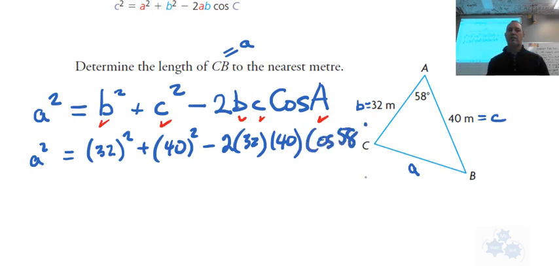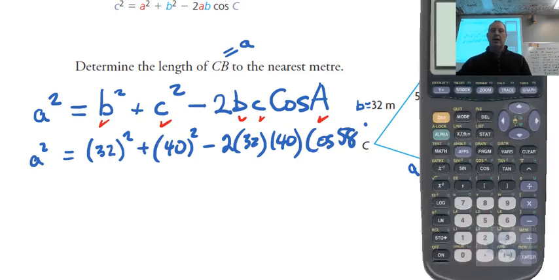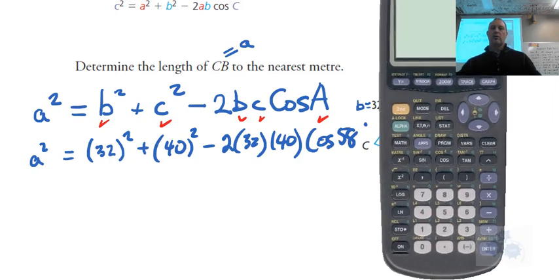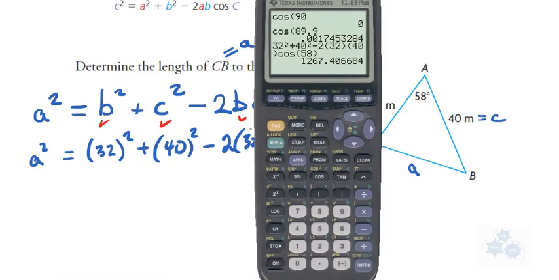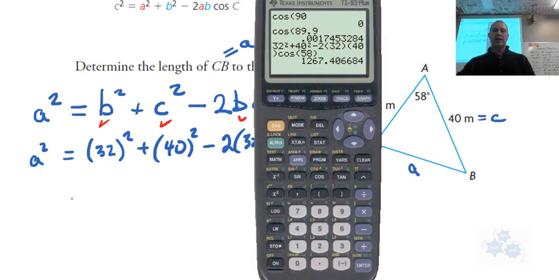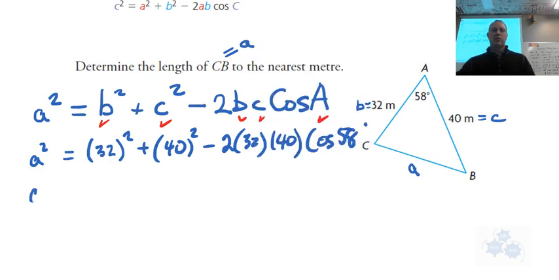Okay, so that's how you would fill this in. And then you could just get your calculator to give you some help here, of course, and I'll just do that. All right, so I put that in my calculator and I got 1267. So remember, A squared equals 1267 and change, 0.4066.